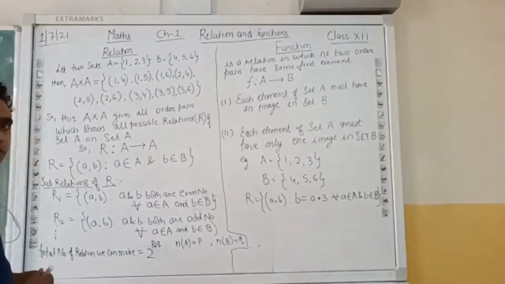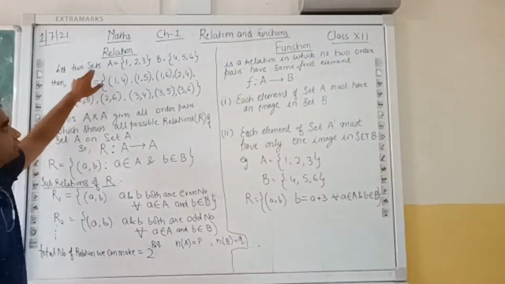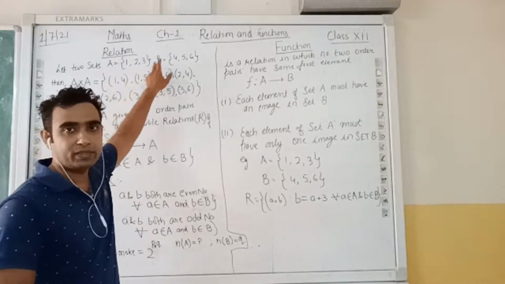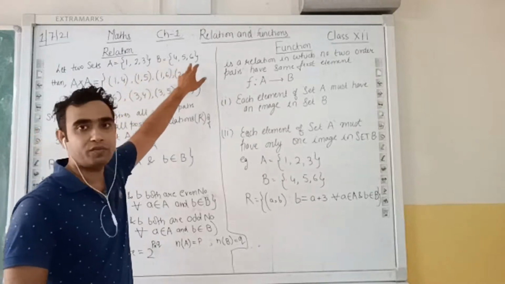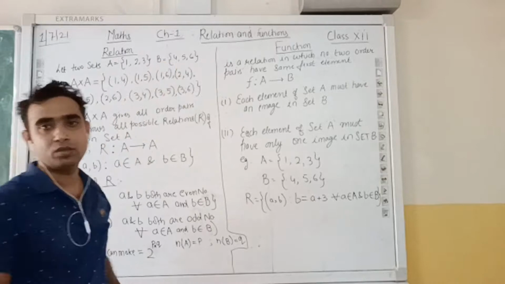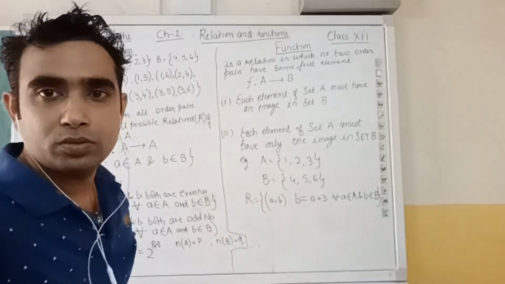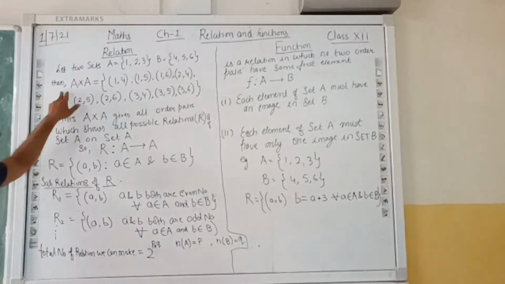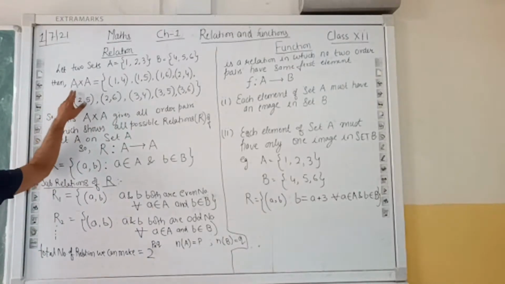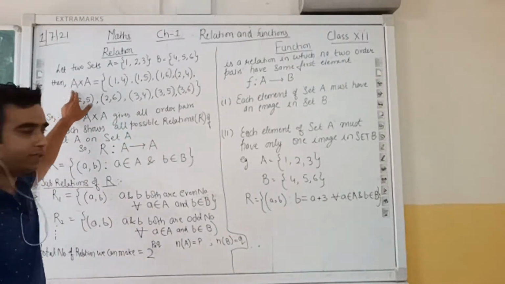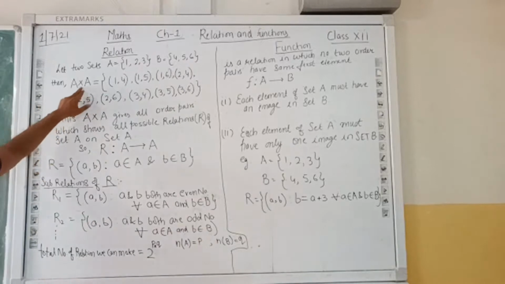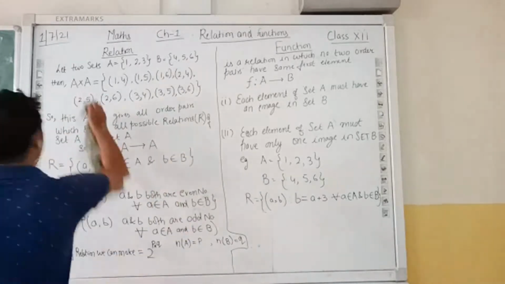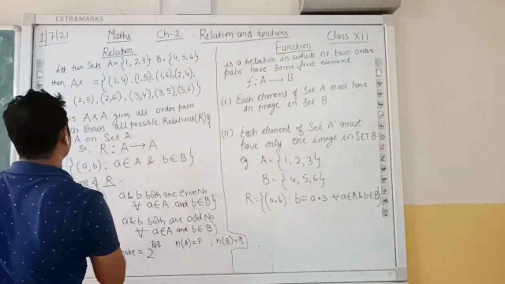So here we have taken two sets. The first set is A, that is 1, 2, 3, and the second set B has 4, 5, and 6. Now we are finding the Cartesian product of set A with set B.